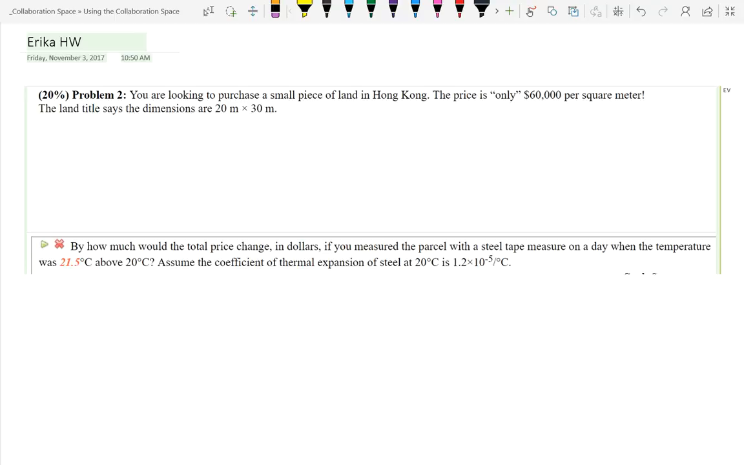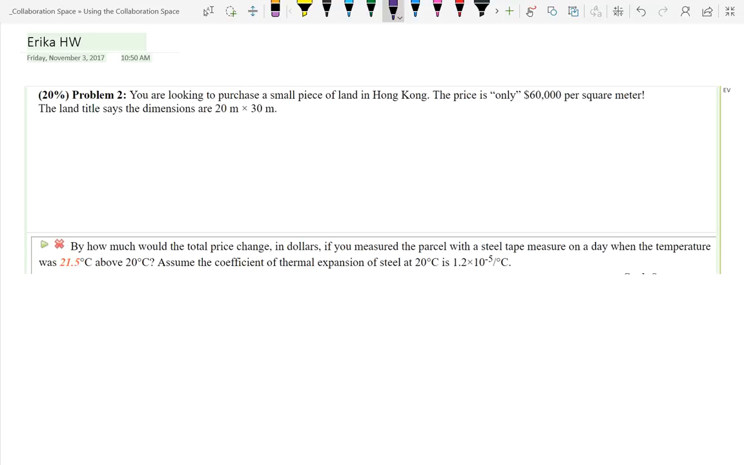So the problem: you're looking to purchase a small piece of land in Hong Kong. The price is only $60,000 per square meter. My house here in Lincoln, I bought it for $142,000. It was more than 2 square meters, I'll guarantee you. More than 3 even. So the land title says the dimensions are 20 by 30 meters.